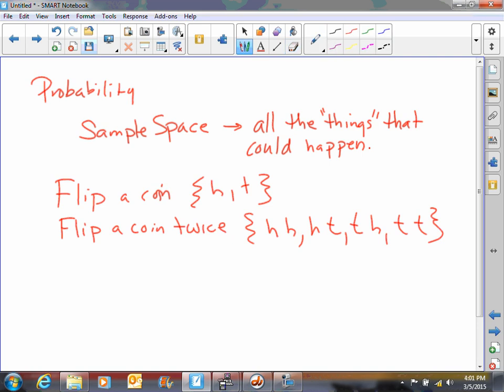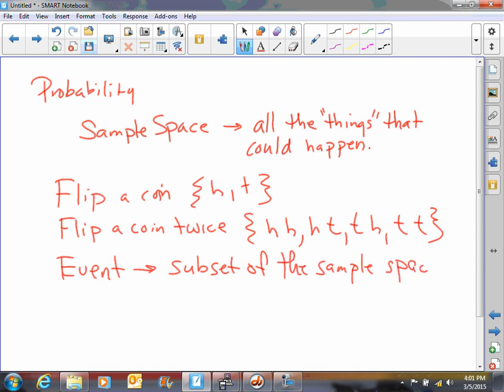Now, a lot of times we'll talk about an event. An event is, actually mathematically, a subset of the sample space. For example, in this second example that I gave here, we could say, let's let A be the event heads, heads. So it's one of the elements in the sample space, so event A is heads, heads.